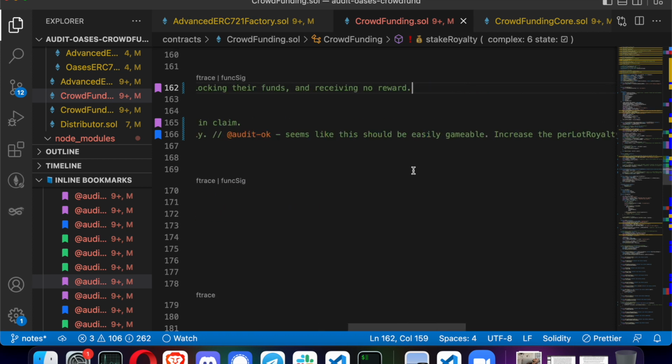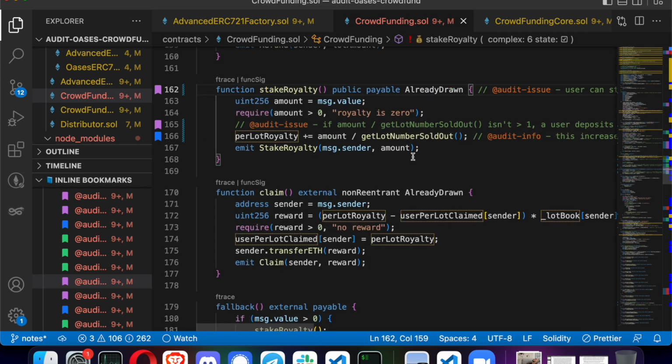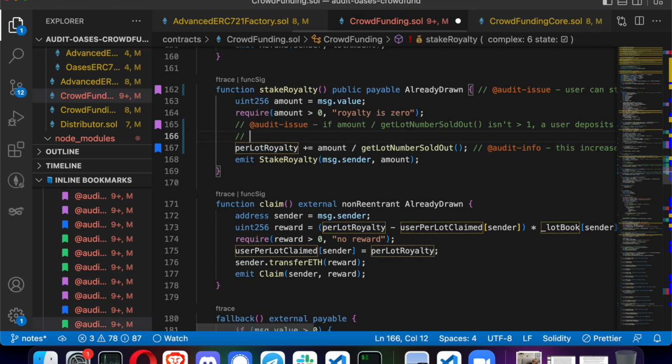Here's another one that's not necessarily a bug, but I think probably should be in the audit report nonetheless, because I don't think the developer is maybe aware of this. And that is the fact that a user doesn't need to stake any royalties in order to withdraw Ethereum from the contract. Because like I said, that per lot royalty is a global variable. Basically, I could just sit around and wait for people to stake a bunch of royalties and then call claim, and I can withdraw a bunch of Ethereum out of the contract.